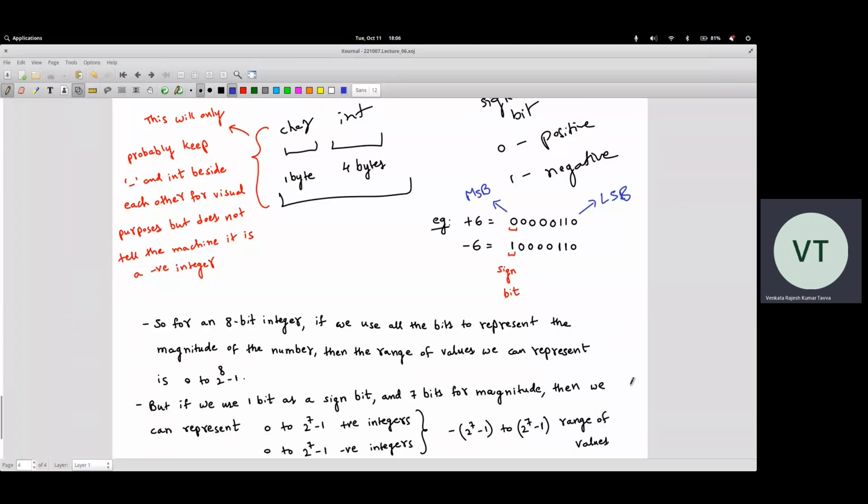Even if you are dealing with characters, almost all the useful characters will come within 127. It is only in the extended ASCII that you will go up to 255. In normal ASCII, everything will fall within 0 to 127. So most of the times char is sufficient for all practical purposes. Although the range you are using is 0 to 127, you are not making use of the minus 127 to 0 range. Usually we don't use it.